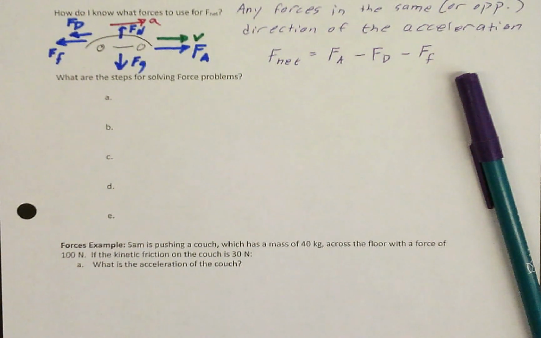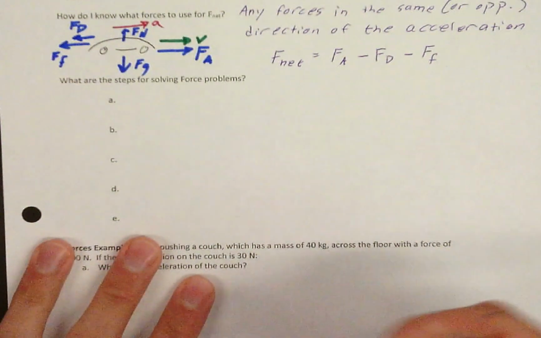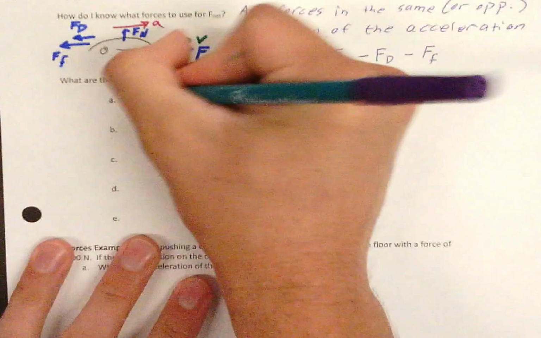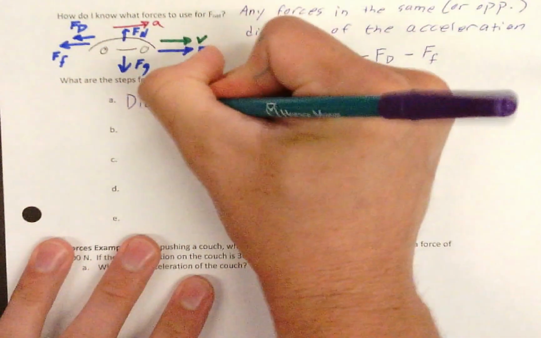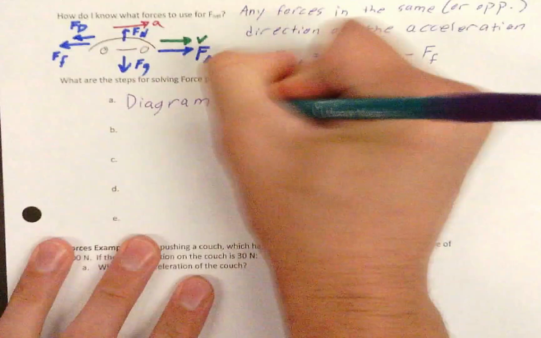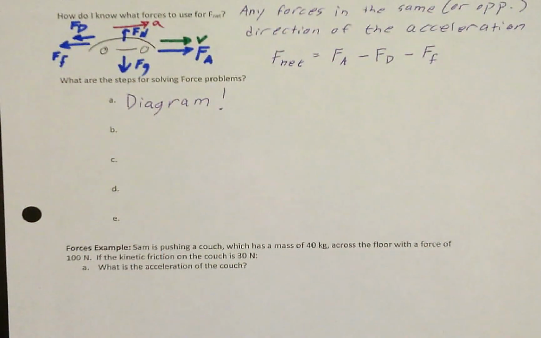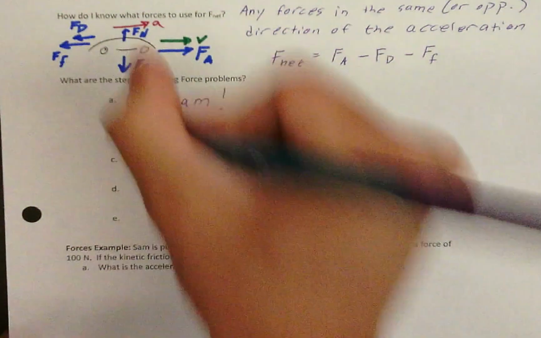Okay? That's important because you've got to be careful about just randomly adding things. It's easy to do, easy to forget about, and that sort of thing. Okay, what are the steps for solving force problems? So step 1, draw a diagram. You absolutely have to draw diagrams because I need to see the following 3 things.